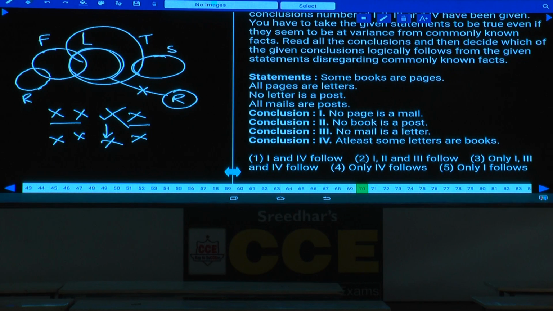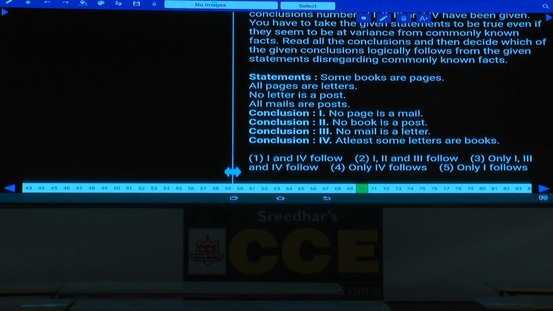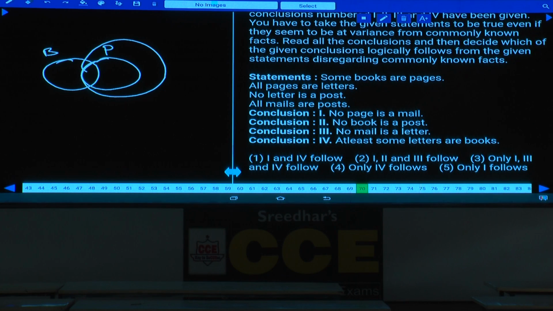Then coming to 70. Now in this 70, some books are pages. Some of the books are pages can be written like this. And all pages are letters should be written like this. All pages are letters. No letter is a post. Now this is page. No letter is a post. Letter and post should not be intersected.